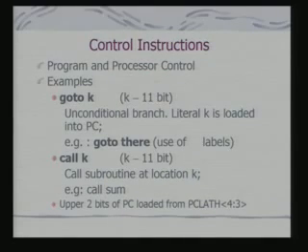The control instructions are primarily program and processor control. In this case, goto is effectively an unconditional branch. You can jump from any location to any other location. Here we have an 11-bit address, and the remaining 2 bits come from the PC latch high. The same thing is true for subroutine calls. The upper 2 bits of the PC are loaded from the PC latch, and these are the bits corresponding to the PC latch high register.